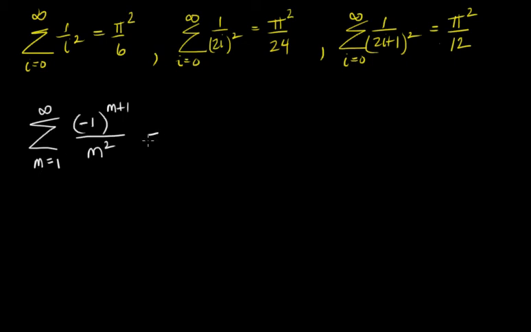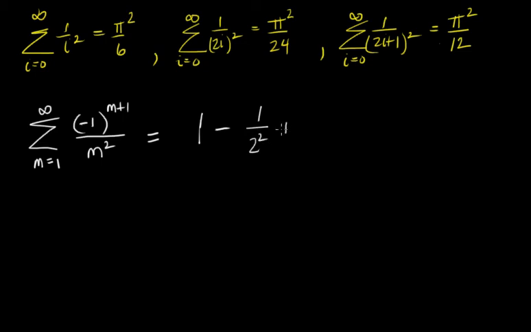Now, before we worry about this, let's just write out some terms. Always just start writing. m starts at 1, so I'm going to start with minus 1 squared, 1. So I'll have 1 over 1. Then I'll start changing sign.